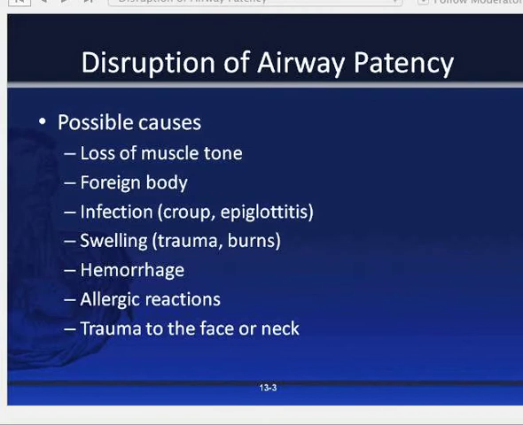Disruption in airway patency. Well, what can be some of our causes for disruption in airway patency? We can have a loss of muscle tone, maybe from a central nervous system injury, or perhaps there's some other systemic cause. We can have a foreign body blocking the airway. We can have an infection, such as croup and epiglottitis, which are both childhood infections that can potentially cause partial or complete obstructions. We can have swelling from trauma or burns, hemorrhaging, which is what? That's right, bleeding. We can have excessive bleeding. An allergic reaction can cause laryngeal edema, which is edema or swelling of the larynx. And lastly, we can have trauma to the face or neck, again causing swelling.